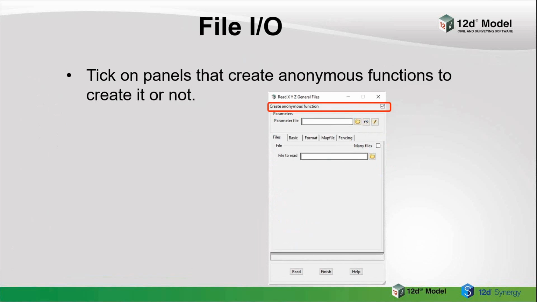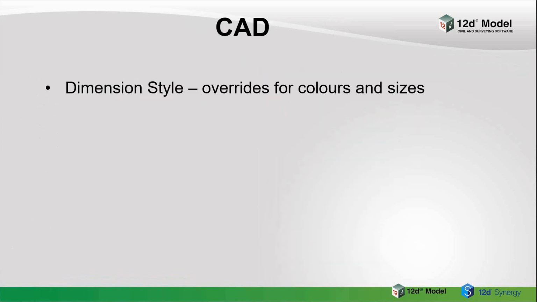Another thing is these anonymous functions. Some people like them, some hate them, and turning them off can be difficult because it does it for everything. These are the functions that, when you read something in, remember all that information, so you can rerun them and it will reread the file. What we've done now, on all the panels that create anonymous functions, is add a little tick to say whether to create an anonymous function or not. So you can control it right at that level, whether you want it or not.